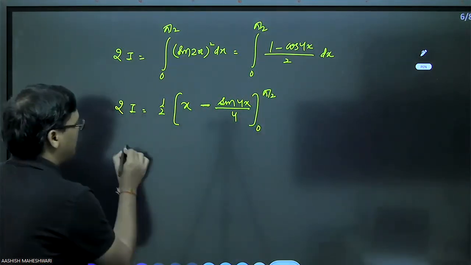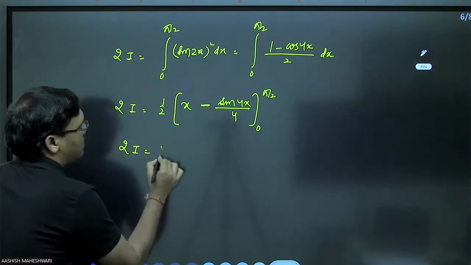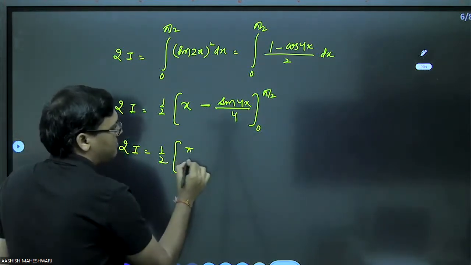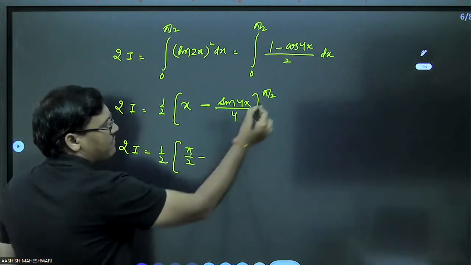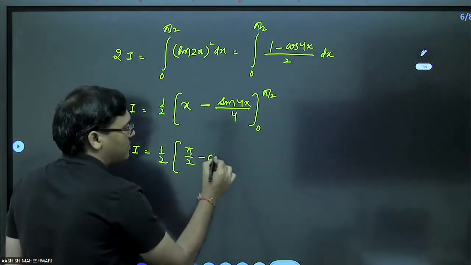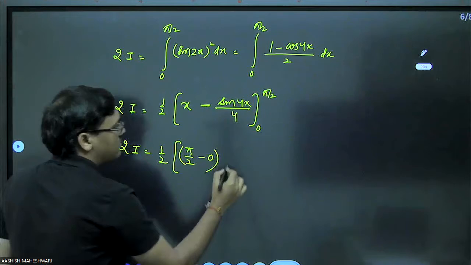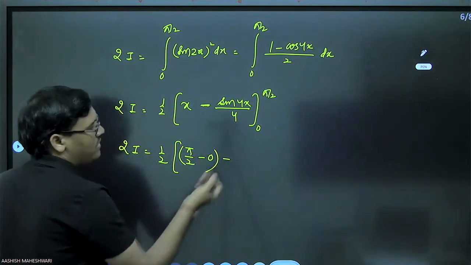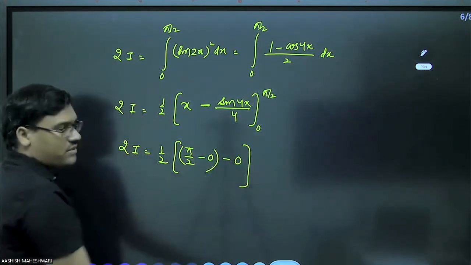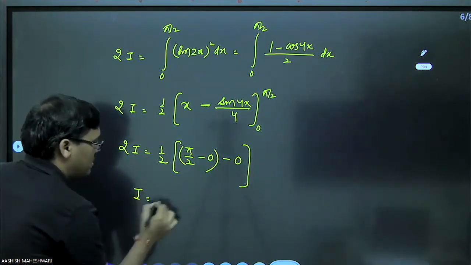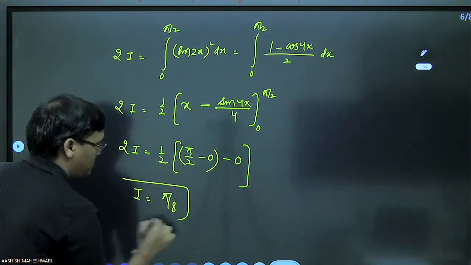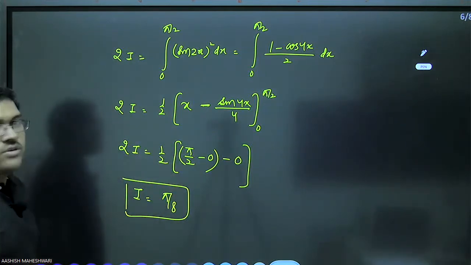Now, if I put the upper limit and lower limit, this is 1 by 2. If I put pi by 2, this will become pi by 2 minus sin 2 pi, and sin 2 pi is 0. So pi by 2 minus 0. And if I put 0, this is again 0. You can just check the calculation. So what is the integral? This is equal to pi by 8. So this is the answer for this integral.